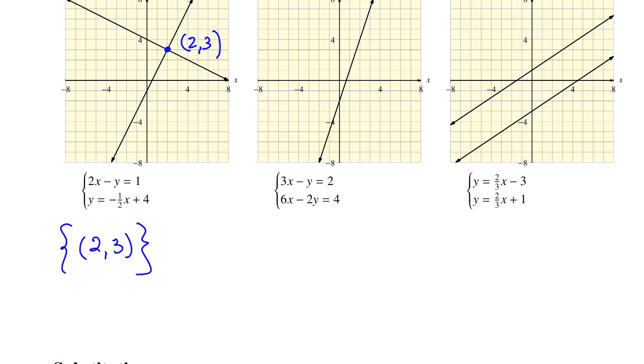Now, when you have at least one solution, we say that the equations are consistent. And in this case, when you have only one solution, we say that the variables are independent. Independent means that the x has its own answer, not based on the y, and the y has its own answer based only on y, not based on the x. You'll see the contrasting example in this next one.